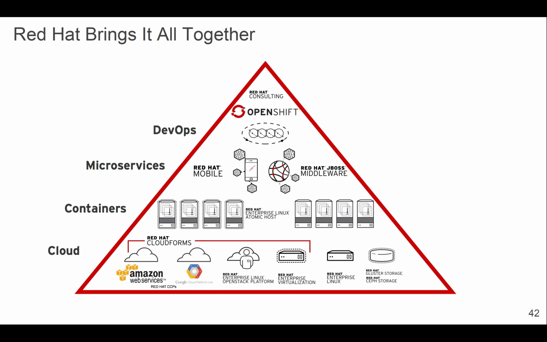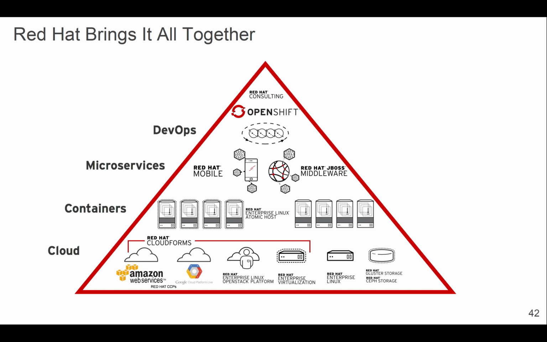And now, if you look at how Red Hat brings it all together, all the cloud technologies, we have CloudForms for managing heterogeneous cloud environments if you have hybrid cloud. The key components within Red Hat for infrastructure are Red Hat Enterprise Linux, virtualization technology, and the OpenStack platform. On top of that, we provide container technology, with core container technology being supported in Red Hat Enterprise Linux and Red Hat Enterprise Linux Atomic Host.